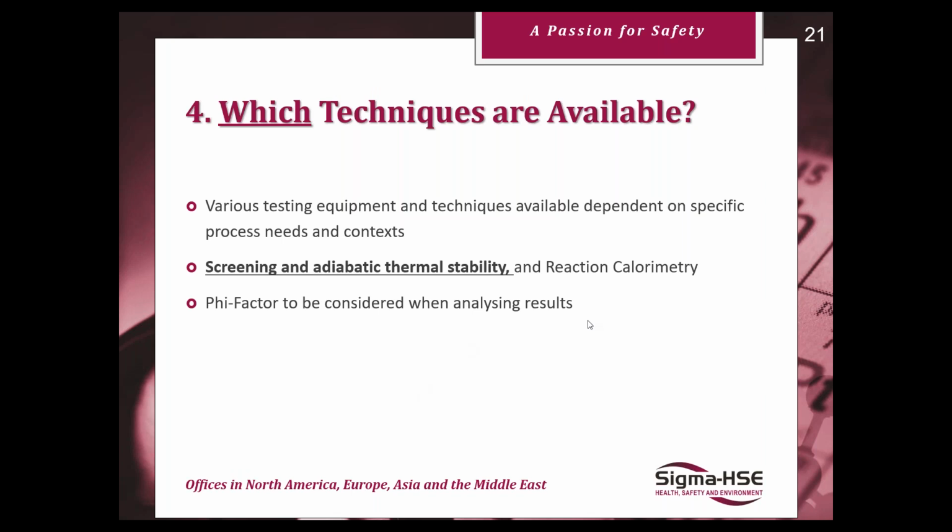So which techniques are available? As we've outlined, there's various equipment and techniques, and these really need to be tailored to the specific process needs and contexts. We've got our thermal stability screening tests, and also our adiabatic tests. These will also link in with any reaction calorimetry data that we have, and we'll see how that applies to the process a bit later on. Also, when we're thinking about these techniques, 5-factor is really a key consideration when looking at the results.